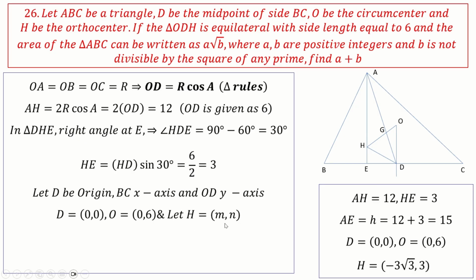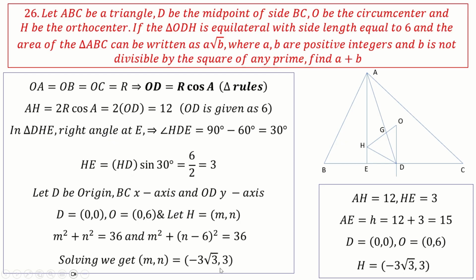Otherwise, how can you find this? You can just call H as (m, n), and you get two equations. One is HD, which is m square plus n square, equal to 36, because HD is 6. And from OH you get m square plus (n minus 6) whole square, which is 36. You can solve for m, n, you will get (minus 3 root 3, 3). Otherwise, you can find ED easily from this right angle triangle, which is 3 root 3.